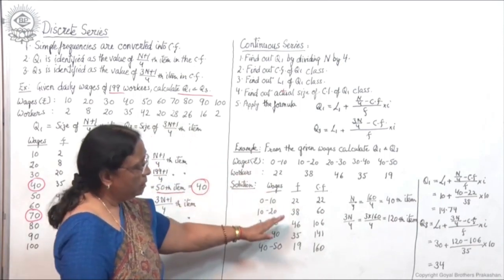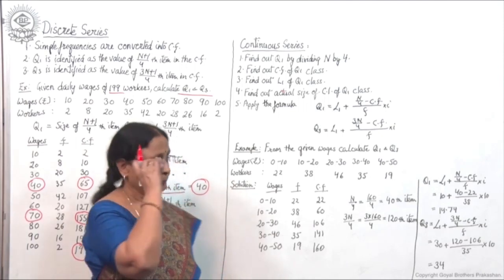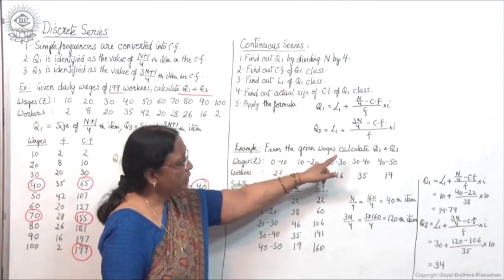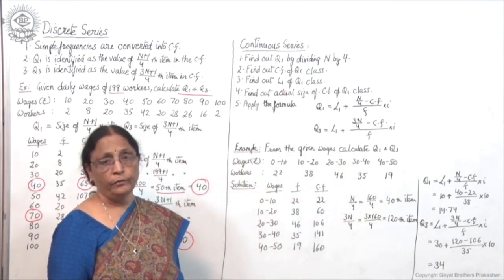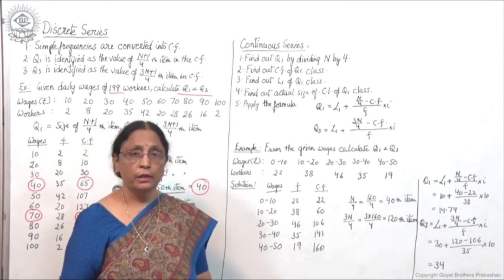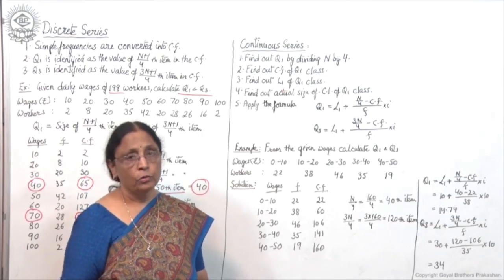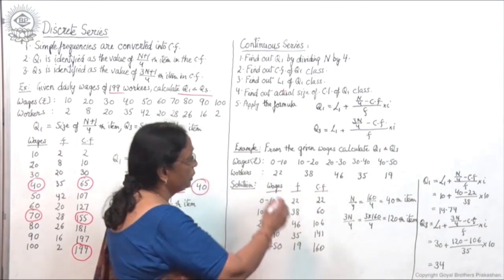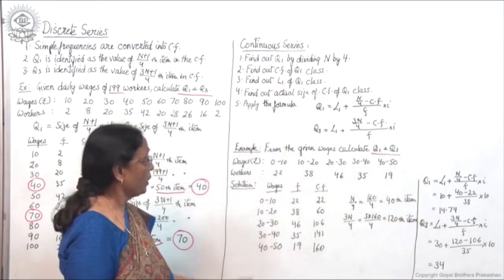Now we will see the calculation in the case of continuous series. This is the example given to you. From the given wages calculate Q1 and Q3. Q2 we are not asking you to calculate because Q2 is the same as median and you have done the calculation of median. So we normally take Q1 and Q3. So in this example you are supposed to calculate Q1 and Q3.